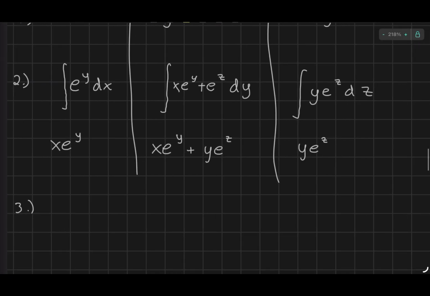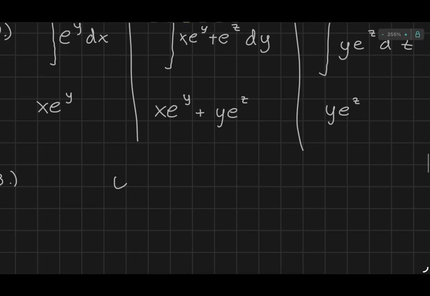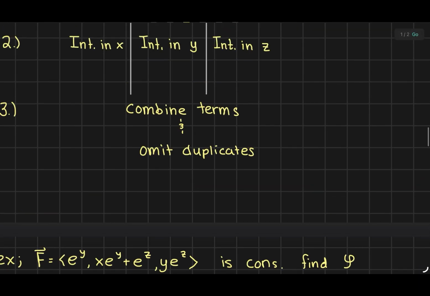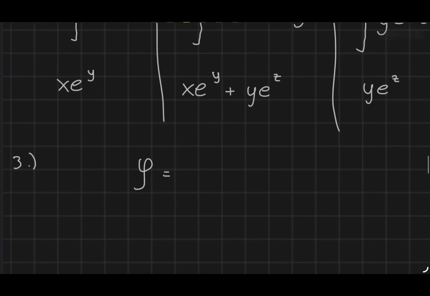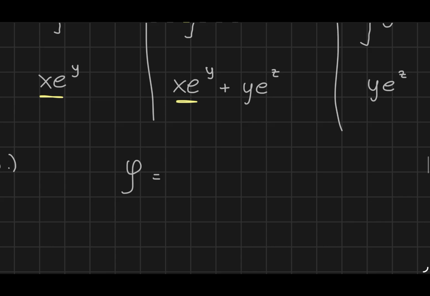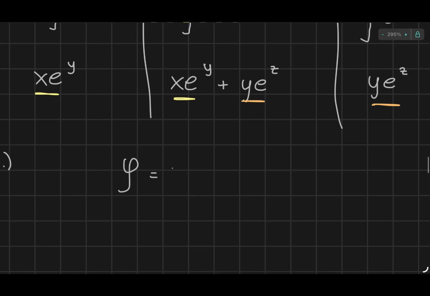So, first of all, I just want to talk about our potential function phi. I guess that's kind of what I was talking about here, is omitting duplicates. What this means is we're going to have similar terms whenever we're integrating here, right? So we actually have two terms, essentially, so we're only going to use one of each term, right? So we're going to have our potential function be x e to the y plus y e to the z. So we're omitting those duplicates. We're taking one of the duplicates, we're putting it into our potential function, and that's what it's equal to.